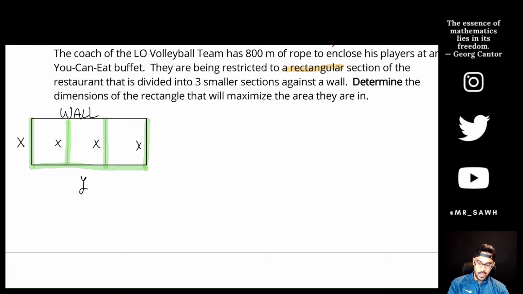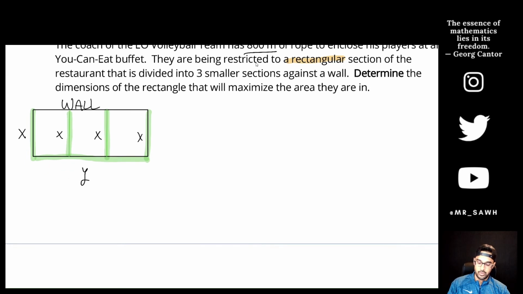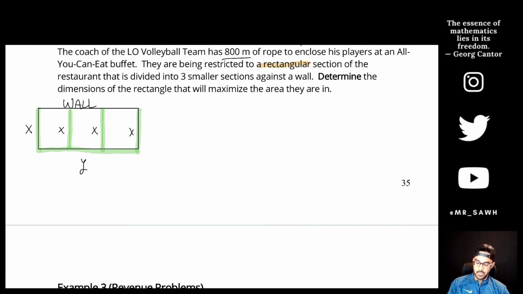Now I know I have 800 meters in total. Everything highlighted in green has to make up that 800 meters. So this means that if I add up all the x's and I add up the y as well, it has to total 800 meters. Right, there are all the dimensions I have. So again, we're going to solve for a variable. It's easier to solve for y here. So y is going to equal 800 minus 4x.